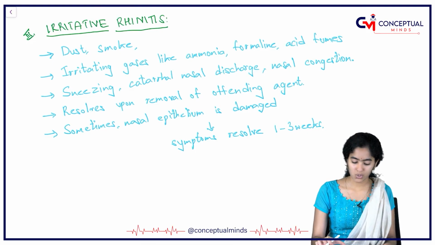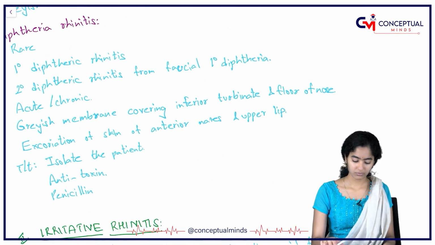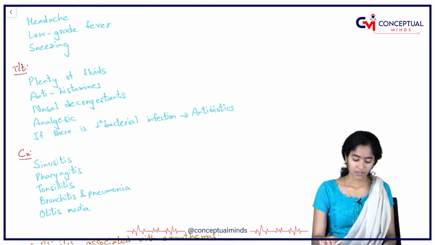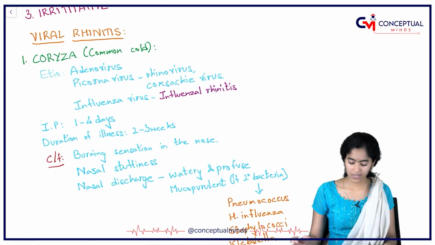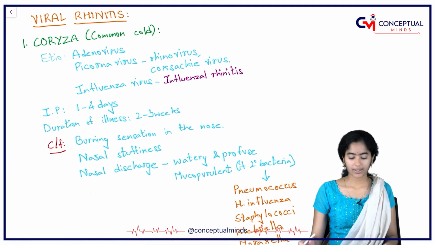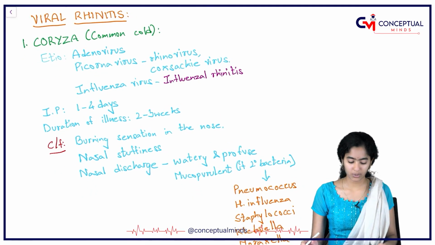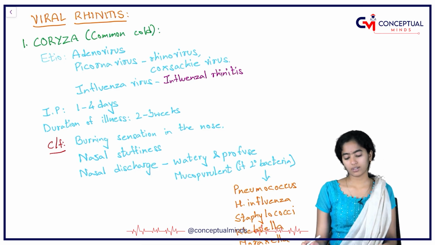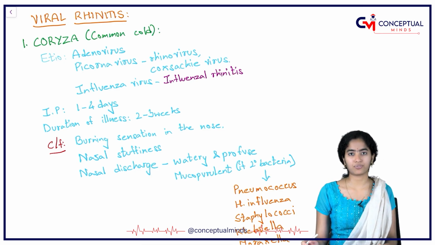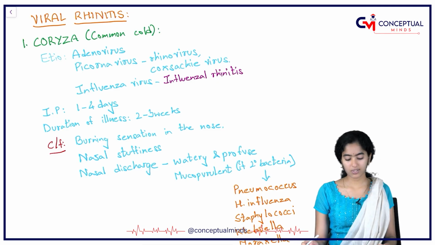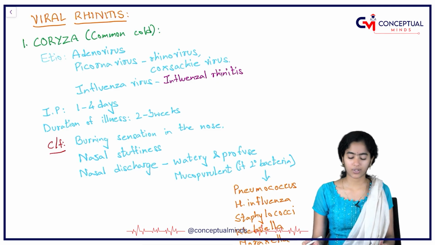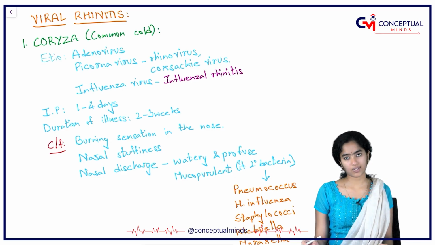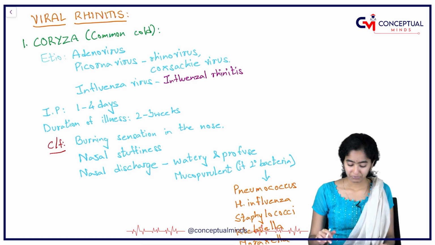Let me quickly summarize all of them for you. First is viral rhinitis, also known as coryza or common cold. And the common viruses causing them are adenovirus, picornavirus, which includes subcategories of rhinovirus and Coxsackie virus. And if it is caused by influenza virus, we call it influenzal rhinitis. And the incubation period is 1 to 4 days and it usually lasts for 2 to 3 weeks.